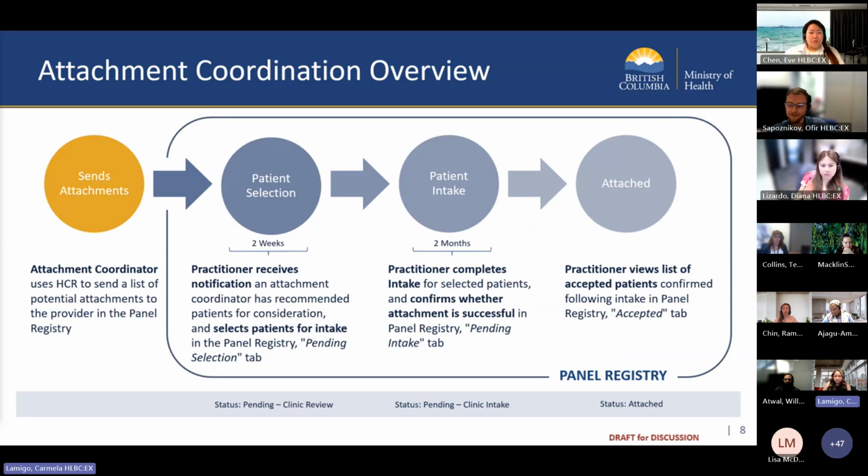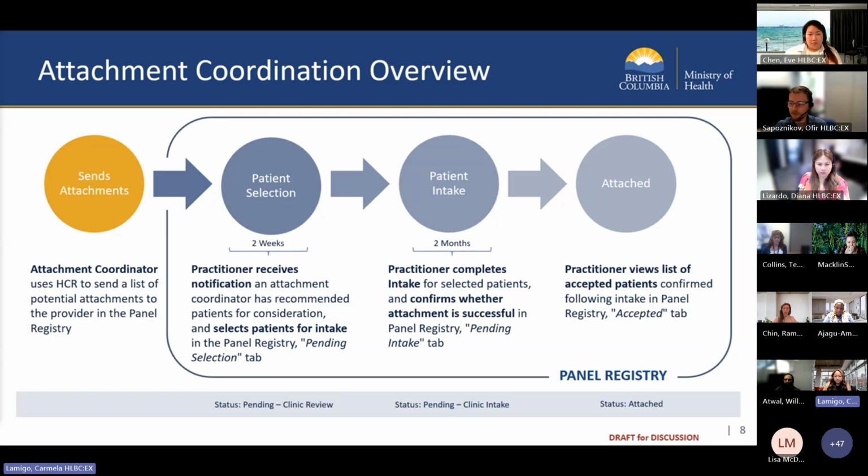Once that has been sent, the clinic email address will receive a notification that there are potential attachments to review. Providers then have 2 weeks to review these potential attachments before attachment coordinators should follow up. Once a provider has reviewed a potential attachment and wants to see this patient for an intake appointment, the provider will accept this patient for intake on the panel registry, which will update the patient's case status to pending clinic intake. Providers then have 2 months to complete this intake process before attachment coordinators should follow up.